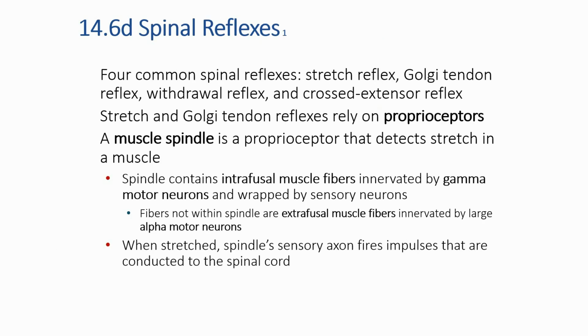So 4 common reflexes are going to be the stretch reflex, Golgi tendon reflexes, withdrawal reflexes, and crossed extensor reflexes. Stretch reflexes and GTOs, or Golgi tendon organ reflexes, rely on proprioceptors. A muscle spindle is a proprioceptor that detects stretch in a muscle, and GTOs, or Golgi tendon organs, measure muscular tension.